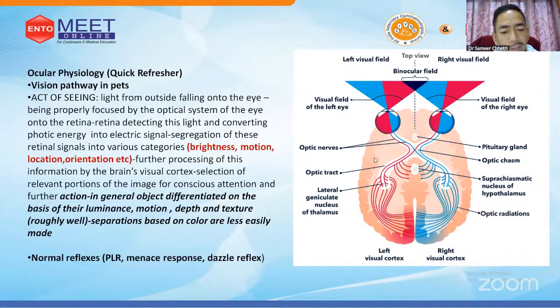The other one is the dazzle reflex. This one is the response of the eye to bright light. There are some more reflexes like the palpebral reflex, tonic reflex, and corneal reflexes also, normally done by a vet during the eye examination of a pet.